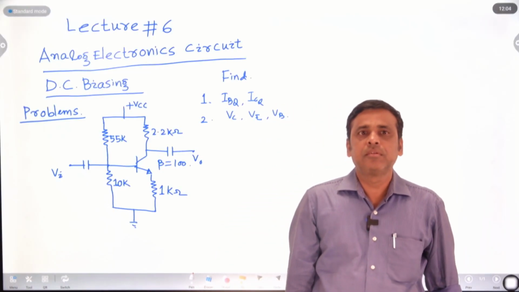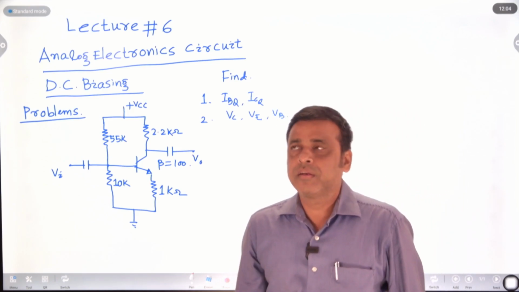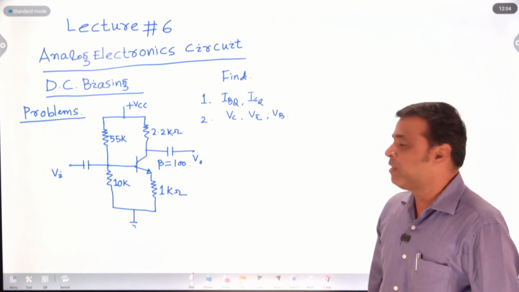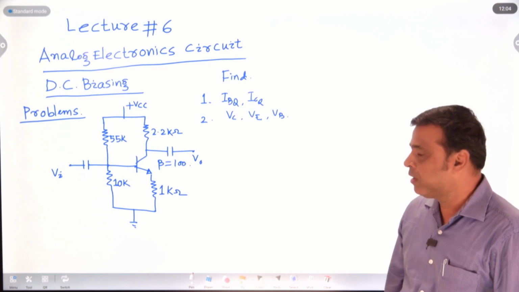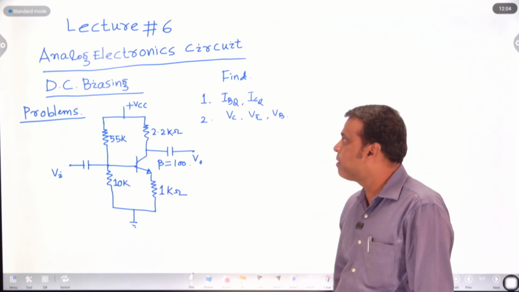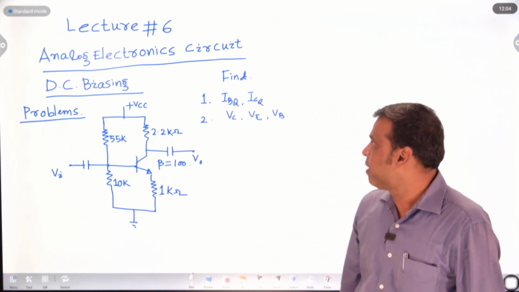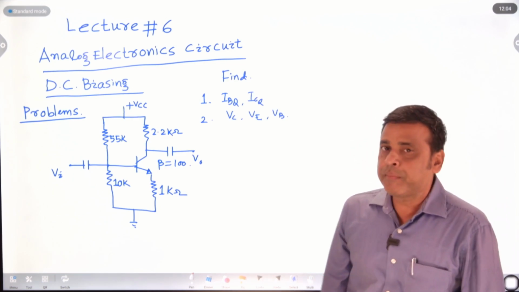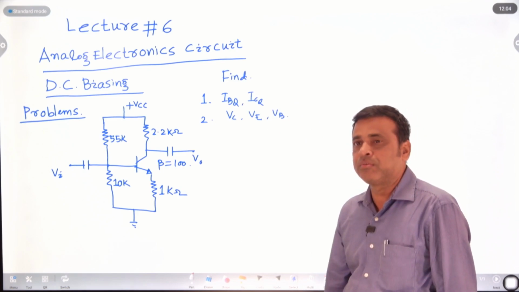Hello students, today we will discuss DC biasing of BJT in analog electronic circuits. I already told you what DC biasing is and the different types of biasing: fixed bias, collector to base bias or feedback bias, emitter bias and voltage divider bias. In all four biasing methods we have discussed and calculated, the performance of each biasing can be analyzed through the stability factor.